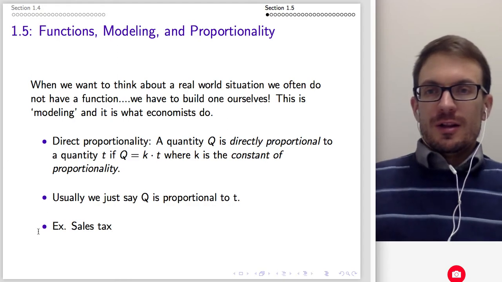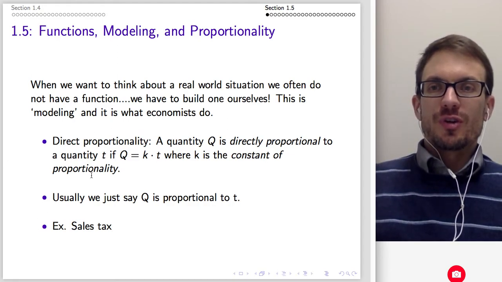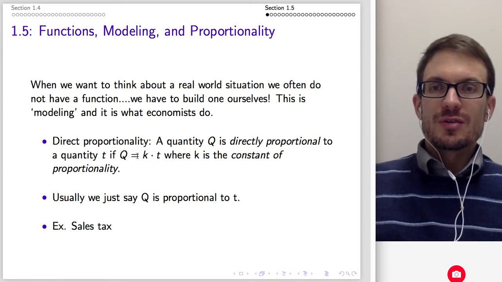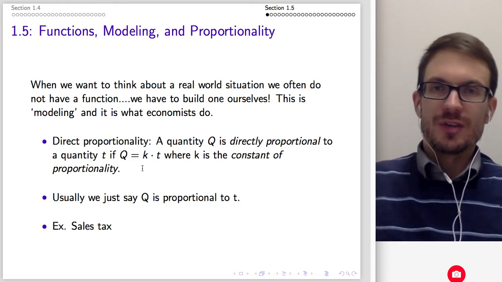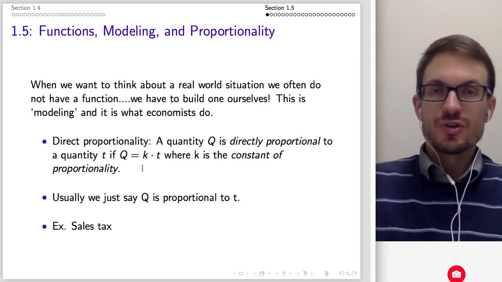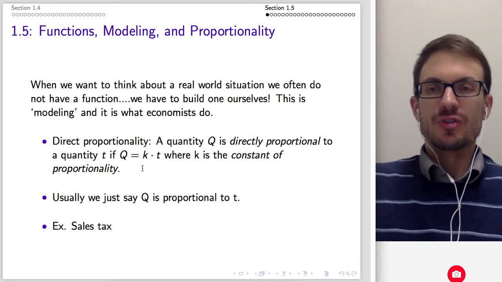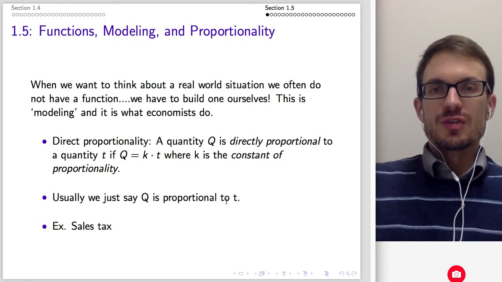First, a definition: direct proportionality. A quantity Q is directly proportional to the quantity T if Q equals K times T, where K is the constant of proportionality. Basically, what this is saying is that we've got a relationship reflecting direct proportionality if we can represent this relationship with this linear equation. Usually, we just say Q is proportional to T.